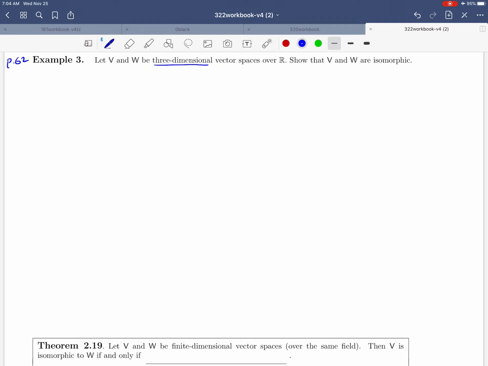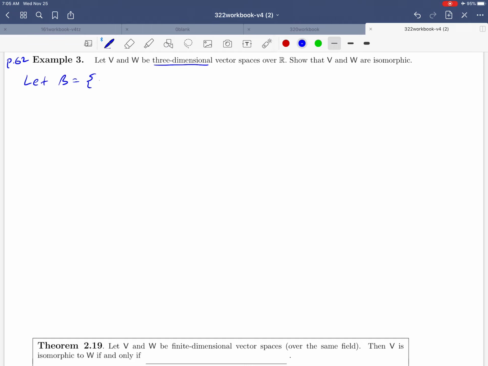Okay, so we're trying to show that whatever V and W look like, given the fact that they're both three-dimensional, they have to be isomorphic. So let's start by asking ourselves, what does it mean to say that the vector spaces are three-dimensional? That's really telling us about how big a basis for those two vector spaces will be. So we can pick bases for V and W that both have three vectors. Let's start by doing that.